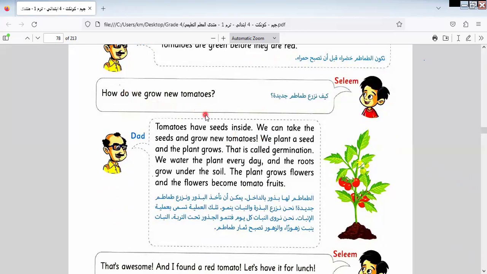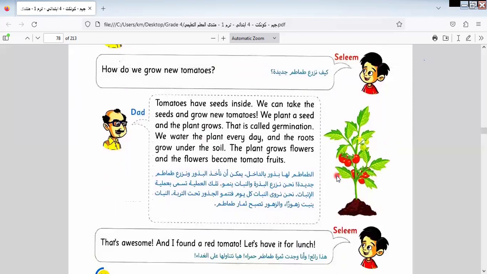How do we grow new plants? So here we ask about how we plant the tomato. How do we grow new tomatoes? Here we ask about how to plant the tomato. Let's learn from Slim's dad how we grow new tomatoes.